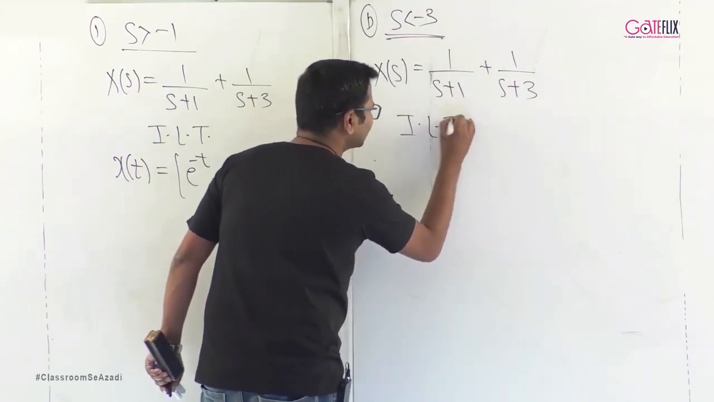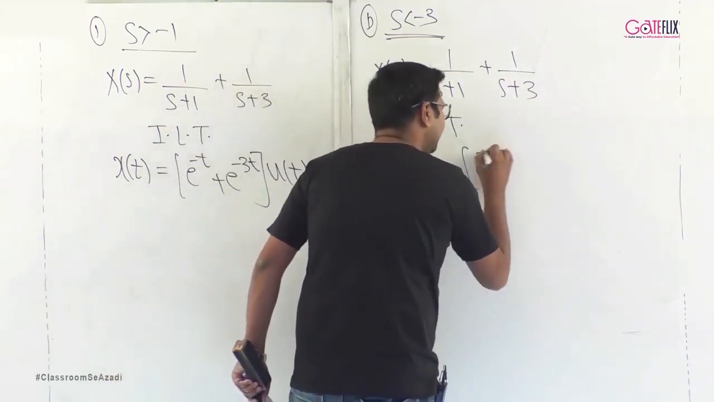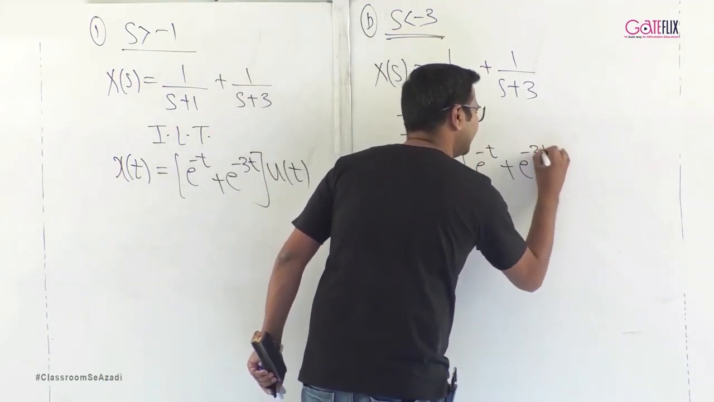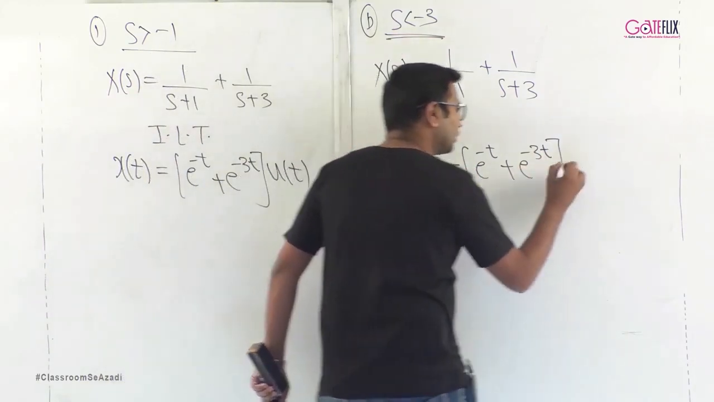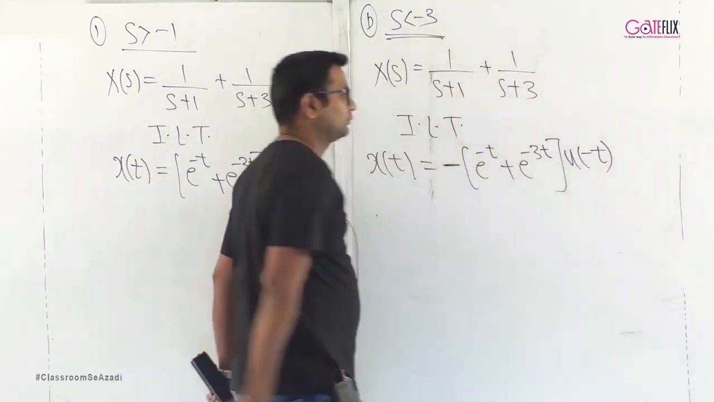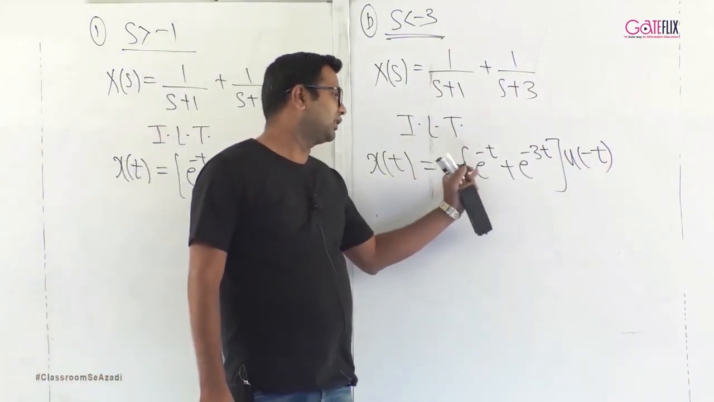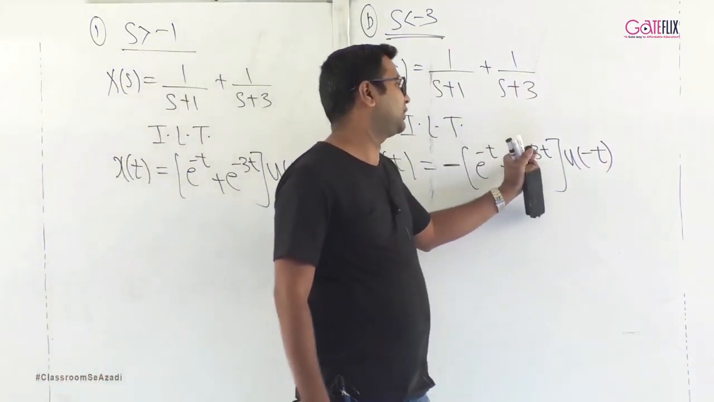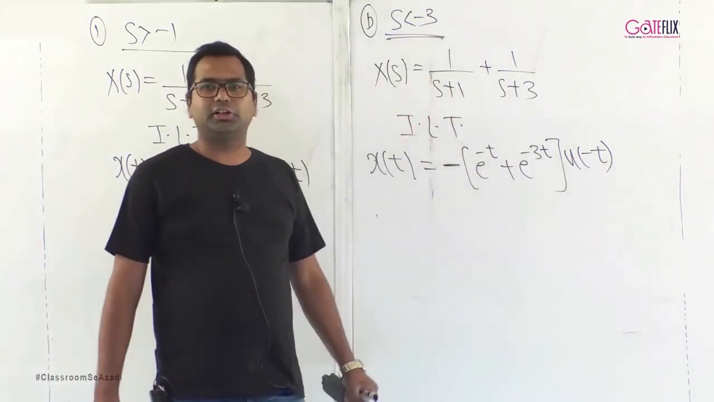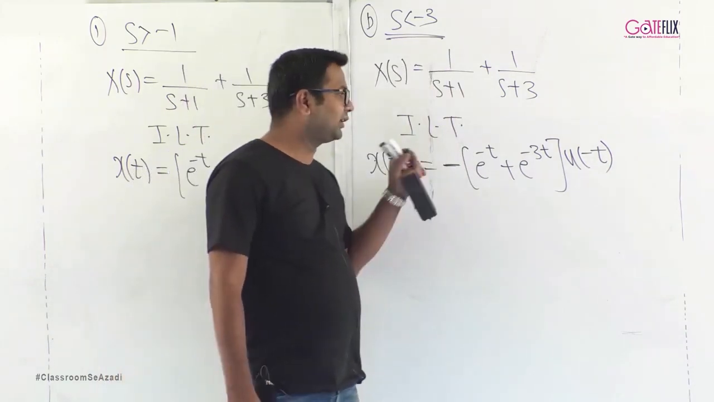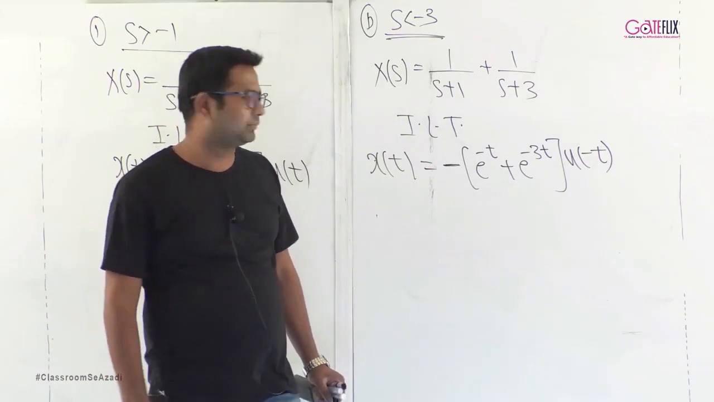So, if we take the inverse Laplace transform, capital X of t comes out to be e raised to minus t plus e raised to minus 3t. But because there is a less than sign, we should multiply by minus u of minus t. Therefore, the answer for the second part will be minus, e raised to minus t plus e raised to minus 3t, into u of minus t. Don't forget the minus sign outside the bracket. A lot of people forget this minus sign outside the bracket, because of which their answer becomes incorrect.